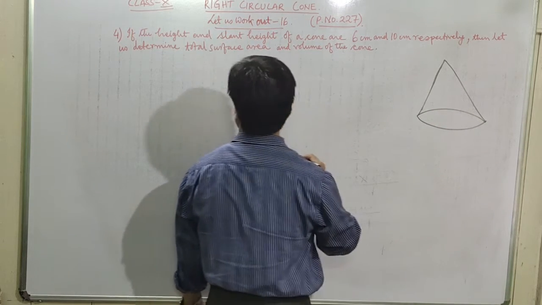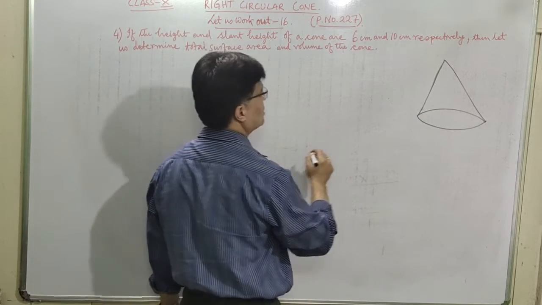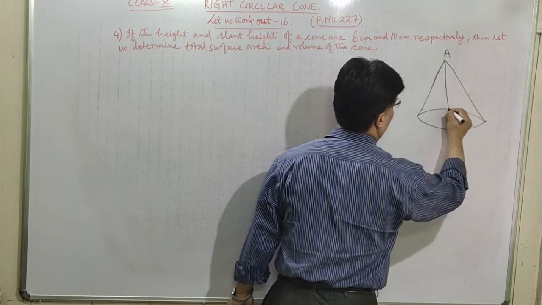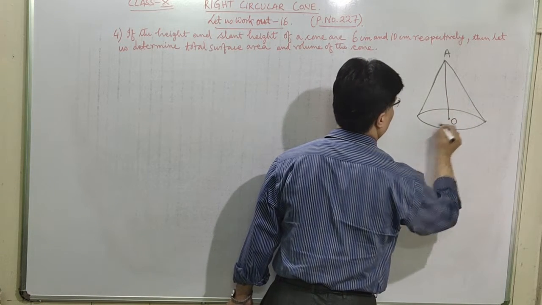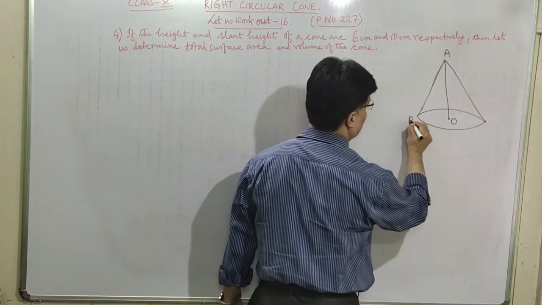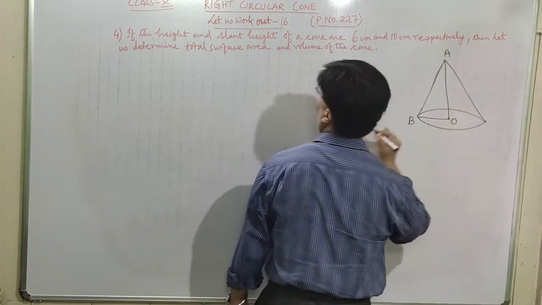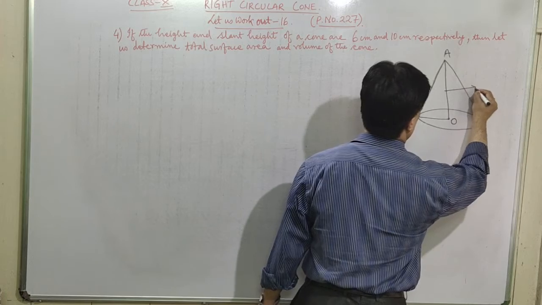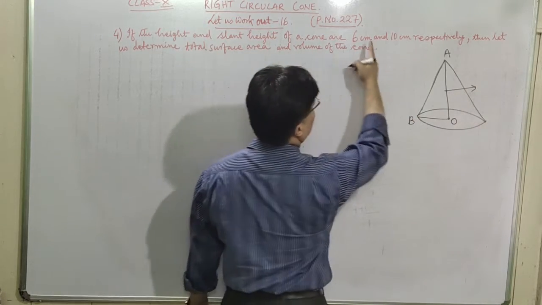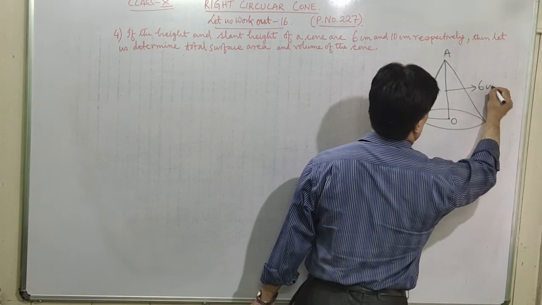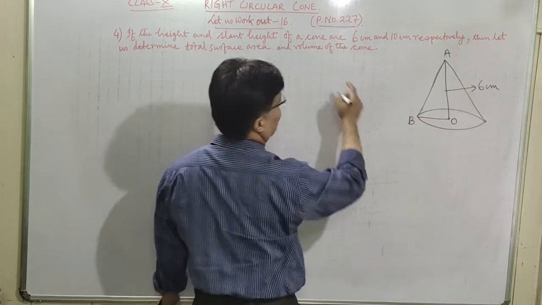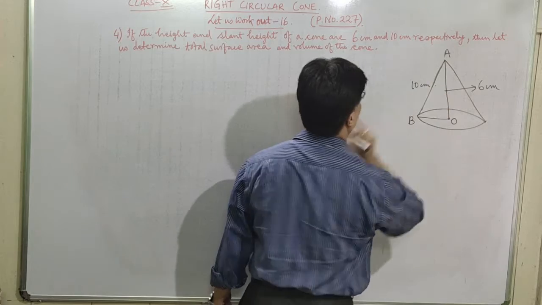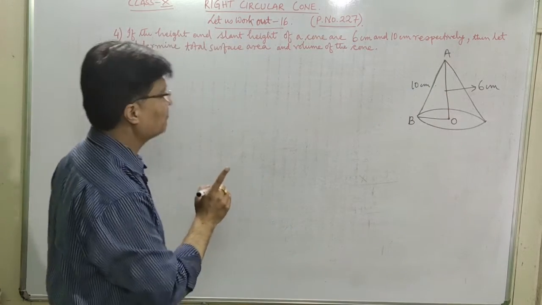So this is a cone, right? So here the height of the cone is given, height means vertical height. A perpendicular drop will pass through the center of the base and suppose this point is O, right? So what is the height? AO is the height of the cone, and the height of the cone is given as 6 centimeter. And what is the slant height? AB is the slant height. This is 10 centimeter, okay, respectively.